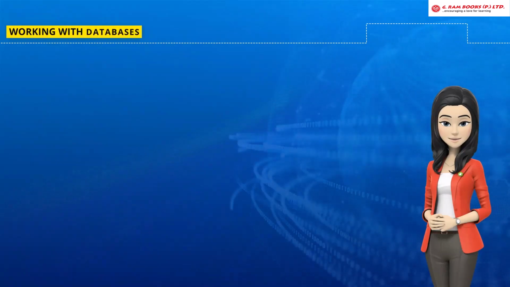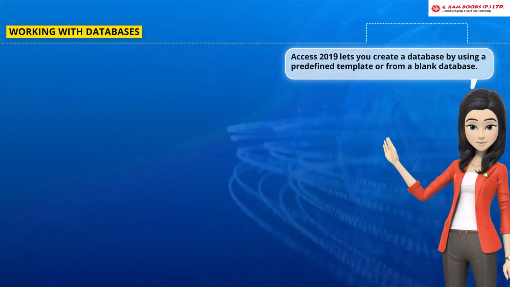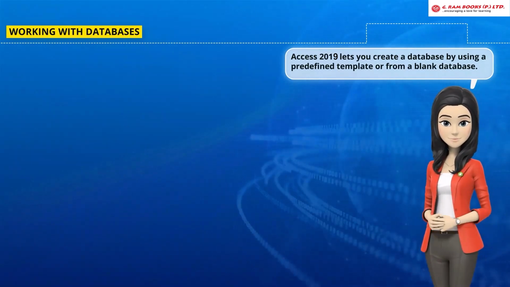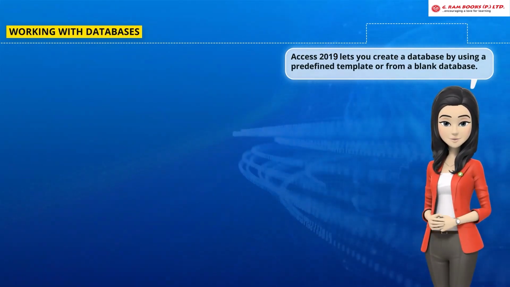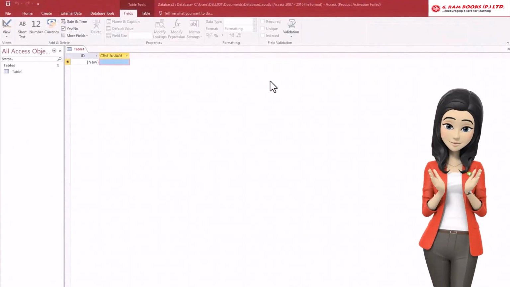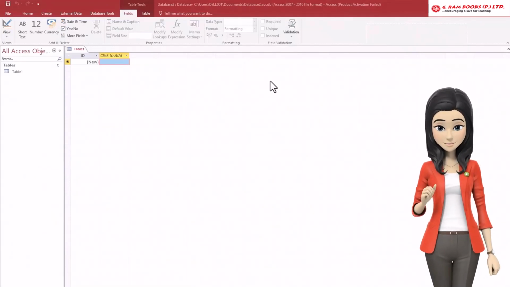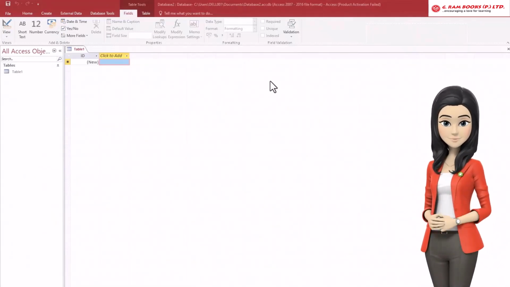Working with databases. Access 2019 lets you create a database by using a predefined template or from a blank database. Creating a database by using a template. Access provides a wide variety of templates that can be used to create a database quickly. A database template is a pre-designed database complete with professionally designed tables, forms, and reports. You can modify the design of any of these objects as per your requirement.